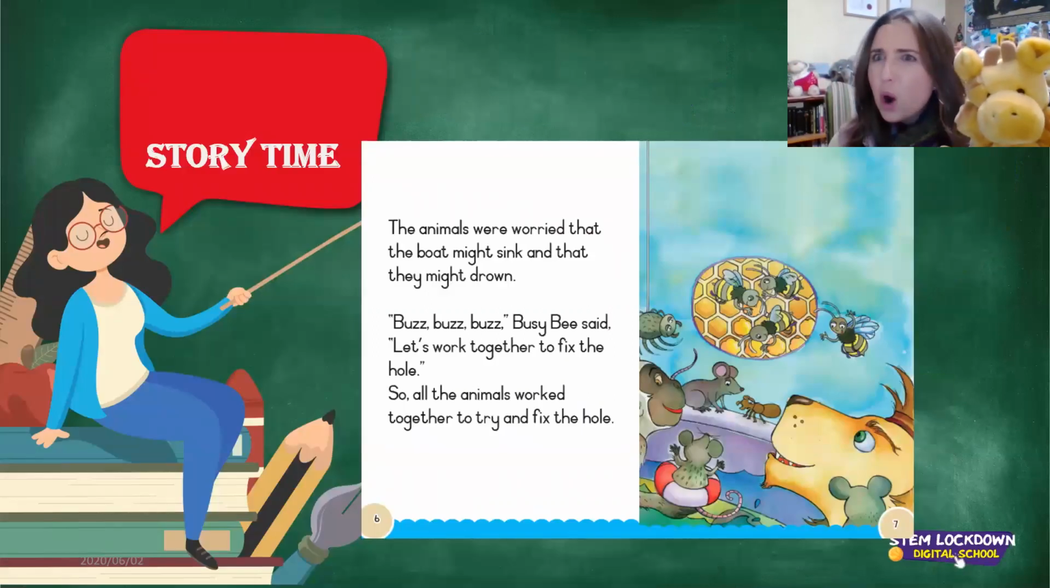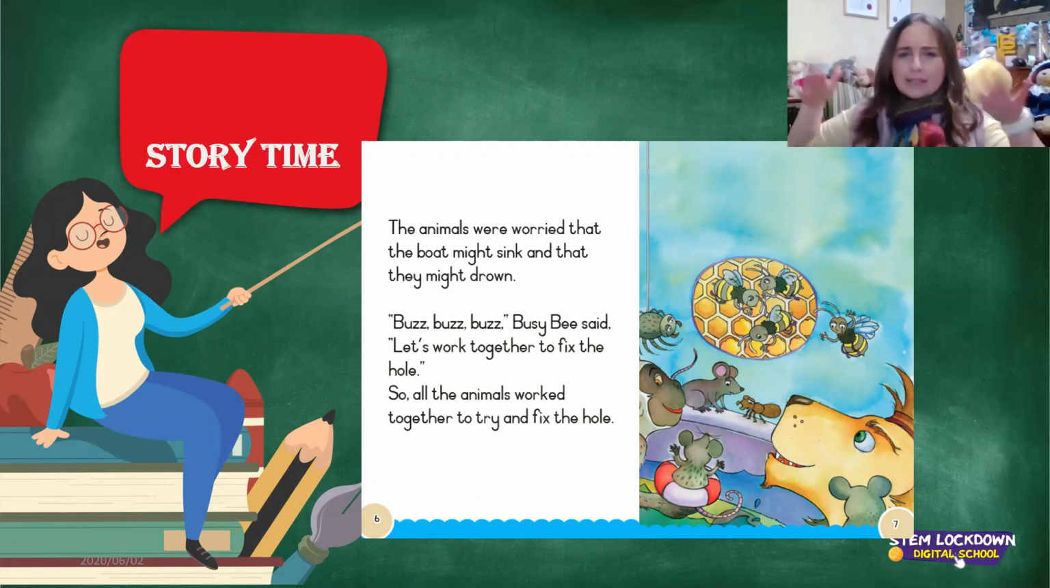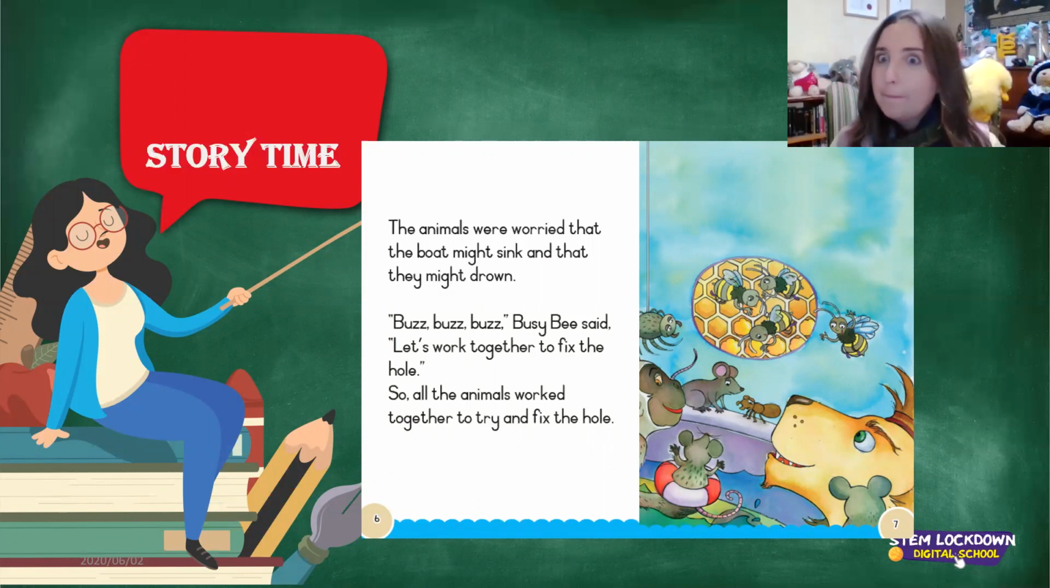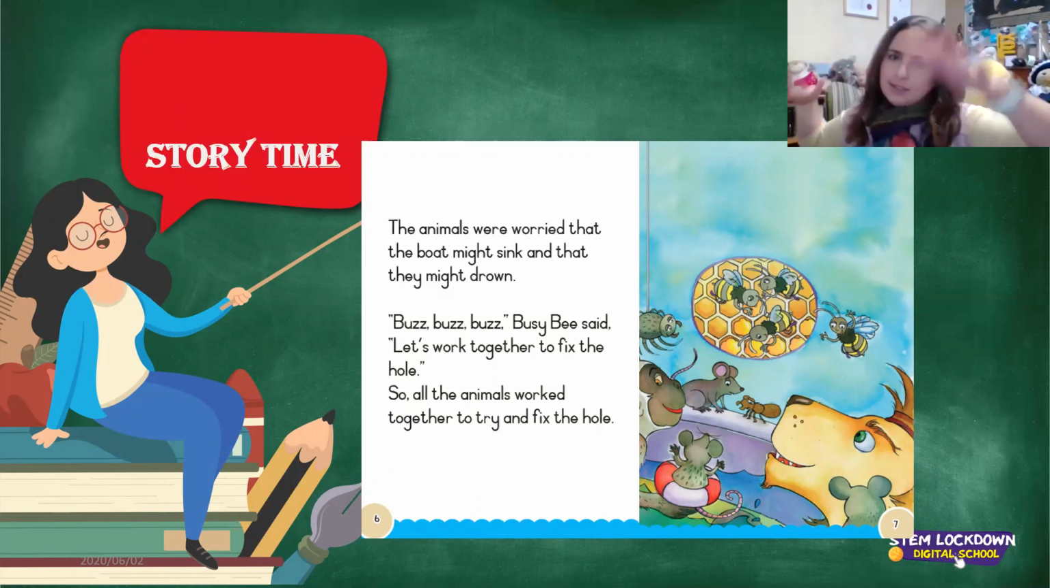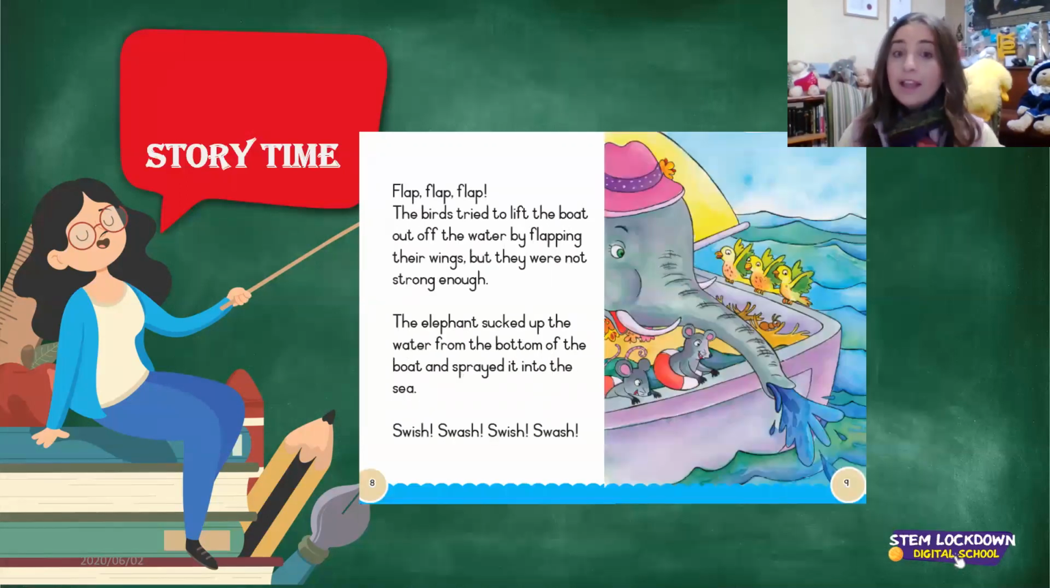The animals worried that the boat might sink, and that they might drown. Buzz, can you guys buzz for me? Let's go. Buzz, buzz, buzz. Busy Bee said, let's work together to fix the hole. Come, Busy Bees, can you go buzz, buzz? So all the animals work together to try and fix the hole.